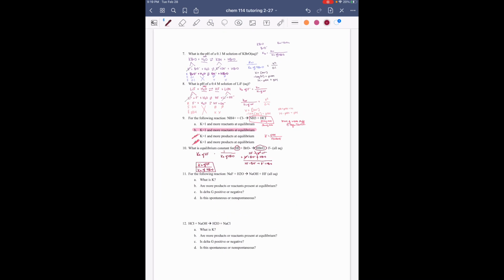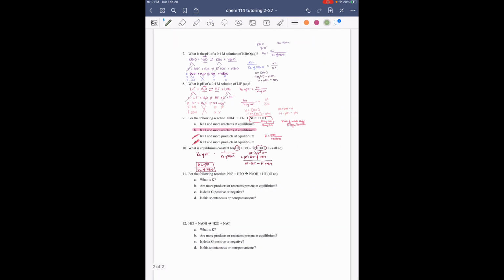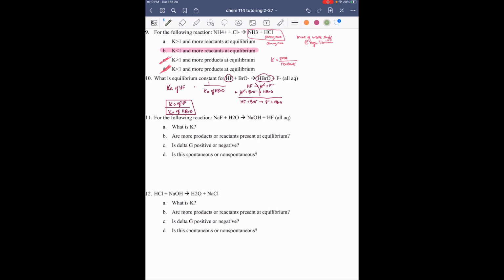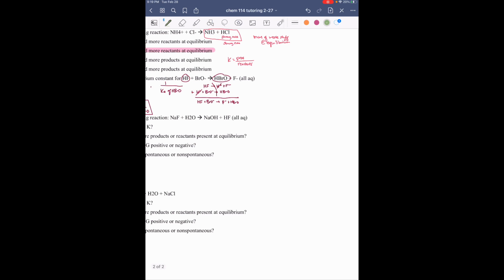Okay, for the next one, now we'll do green or something. Did I do green in the last bit? Yeah, I did. Okay. For the following reaction, NaF plus H2O yields NaOH plus HF, all aqueous, what is the K? So we have NaF plus H2O yields NaOH plus HF.